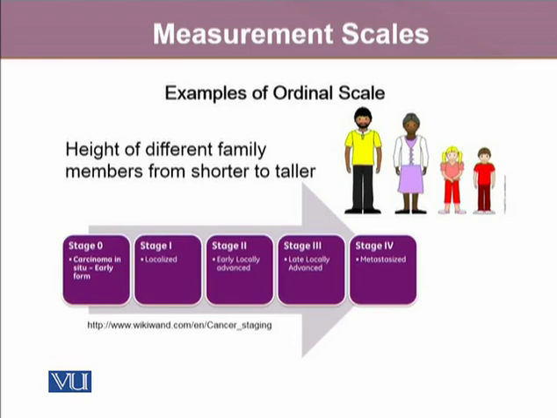Similarly, stages of cancer: stage 0 is an early form, stage 1 is localized, stage 2 is early locally advanced, stage 3 is late locally advanced, and stage 4 is metastasized. Giving stage 1, stage 2, stage 3, and stage 4 definitely tells us the risk that's involved. But here, between these categories, we can't say that the distance between stage 1 and stage 2 is the same as stage 2 and stage 3. That could be different. This is just an order. But order does not contain any significant weightage.